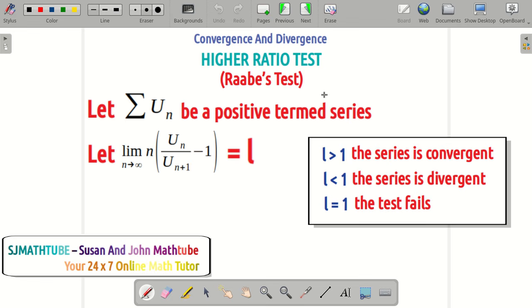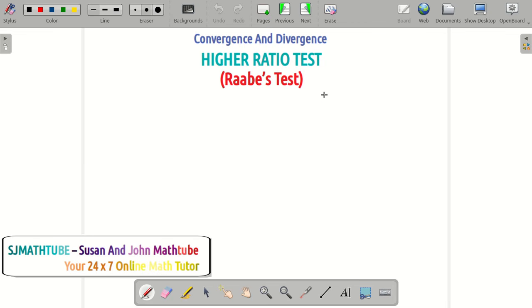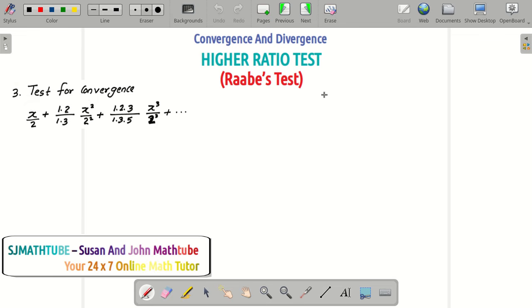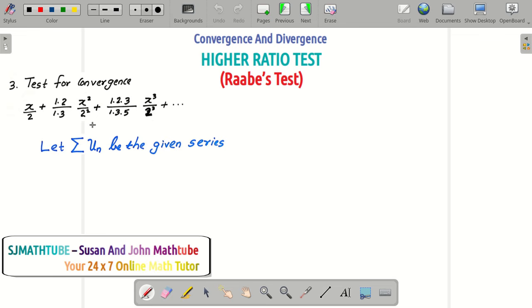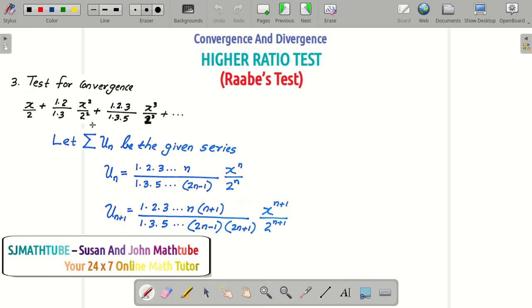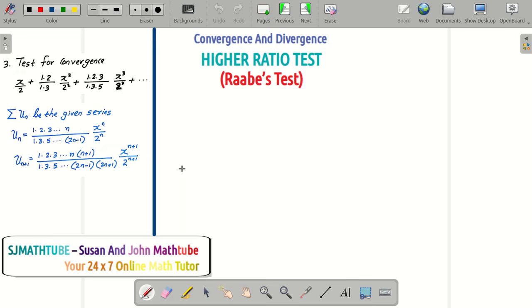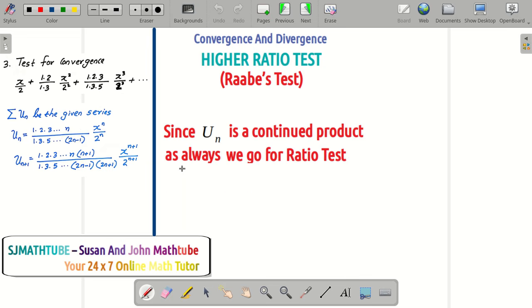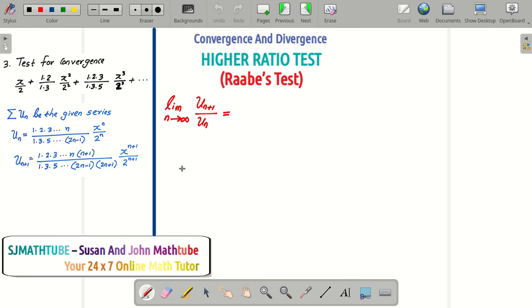And let's go to the last problem and the first problem in Raabe's test. So here it goes. Test for convergence. You have a function given in series form. So as usual, let sigma un be the given series. Then I extracted the general term and, as always, un plus 1. Since the question is related to a continued product, I'm going to apply the ratio test, not Raabe's test. I'm going to apply D'Alembert's ratio test.